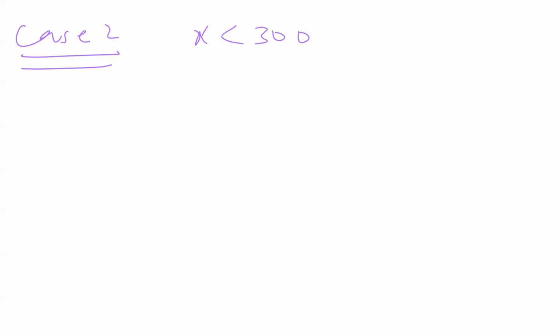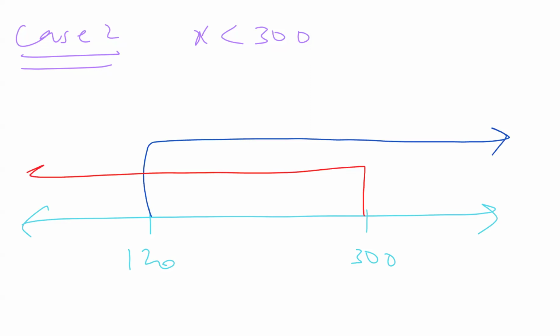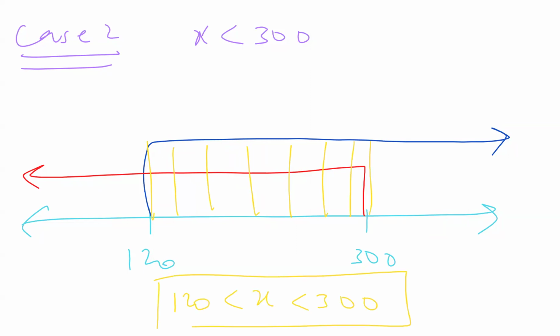Okay, so number line. We have 120 over here and 300 over here. Case 1 is X is greater than 120. Case 2 is X is lesser than 300. So what is the common region? No, it is and. So this is the common region for both. Clear? From 120 to 300. Don't put equal to.